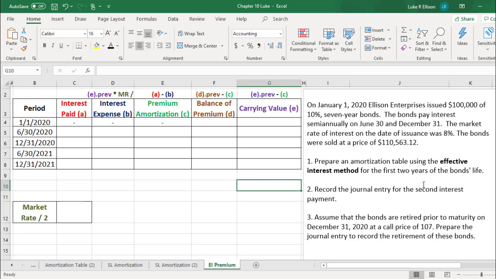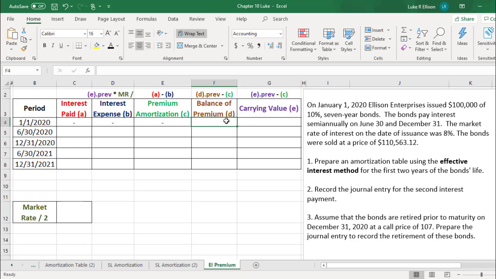Now, since we're preparing the table for the first 2 years of the bond's life, and these bonds pay interest semi-annually, that means we're going to have 4 interest payments. And that's these 4 periods that I have over here. Now, I also have a period for the issuance of the bonds, which is on January 1st, 2020. And there's not going to be any interest paid, and we don't have any interest expense or any premium amortization, but it's sometimes helpful to fill out the initial balance of the premium and the carrying value of the bonds. So that's what we're going to do right now.